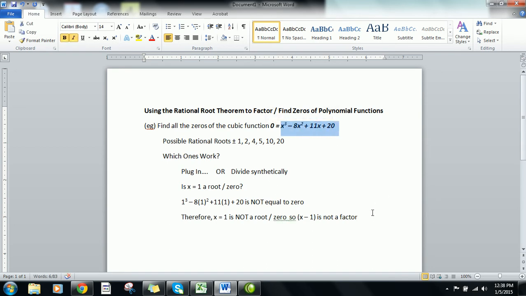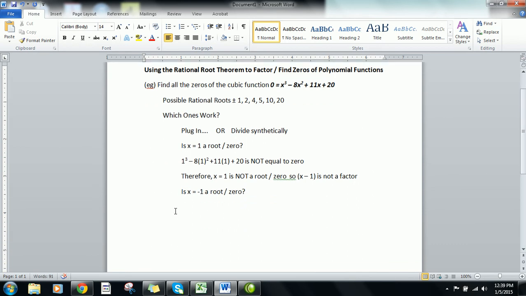Okay? Let's try negative 1. And to check negative 1, instead of plugging in, which we could do, I'm going to use synthetic division. So I'm just methodically checking each one of these. I've so far gotten rid of positive 1, but maybe negative 1 works, right? So I'm going to figure that out by using synthetic division. Now remember, the possible root or zero is the number that goes in the box. So I'm going to put a negative 1 in the box. I'll put that line here as best I can on this Microsoft Word.